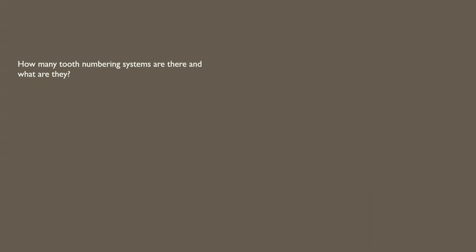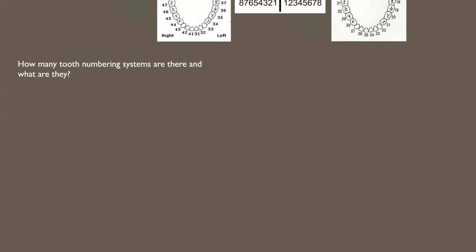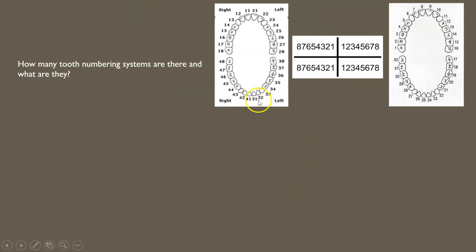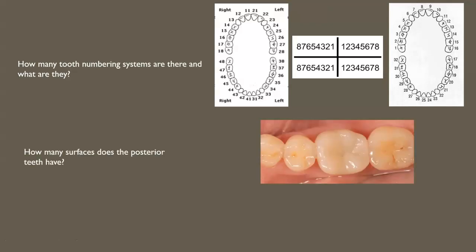How many tooth numbering systems are there and what are they? If you said 3, that is correct. We have the ISO, the Palmer notation, and the most common one, the one that we use, which is the universal numbering system, where we start with 1 on the upper right, end with 16 on the upper left, start with 17 on the lower left, and end with 32 on the lower right. If you are going to be working in ortho, then you might be using a combination of the universal and the Palmer notation. So you still need to be familiar with the universal numbering system.